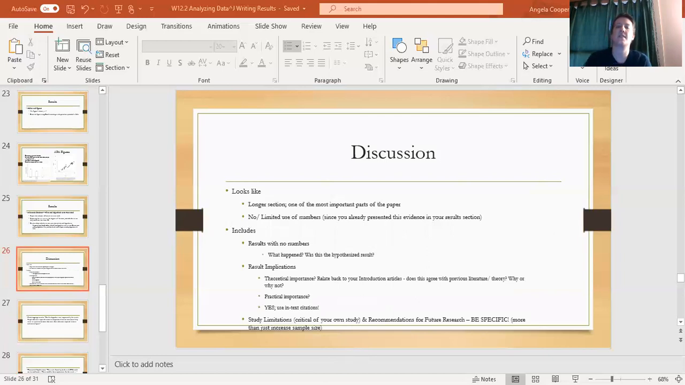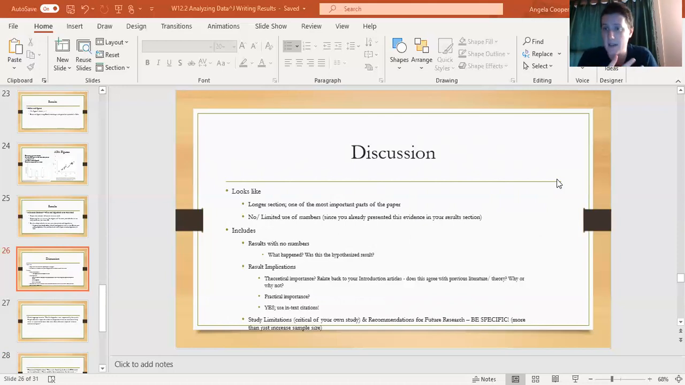Okay, so the discussion section. This is an important part of your paper, and it can be really difficult to write. So you'll want to include the results without numbers. So it's just pretty much describing what happened in English. You want to talk about the implications of it. So this is looking at the theoretical importance by referring back to the articles in your introduction. The practical importance, maybe you can relate this to more real life settings, not just the theoretical.